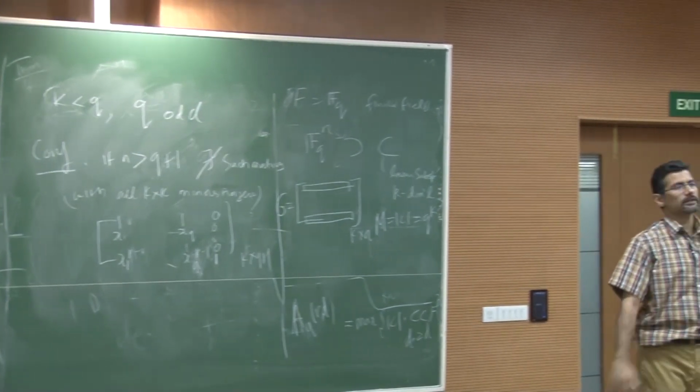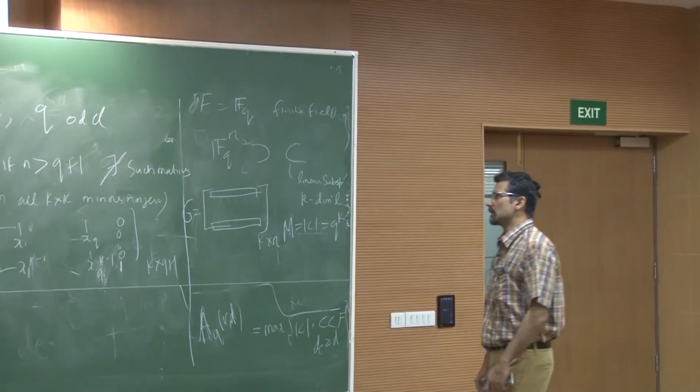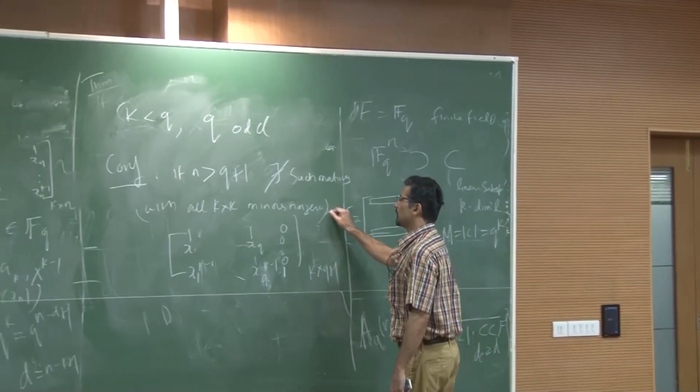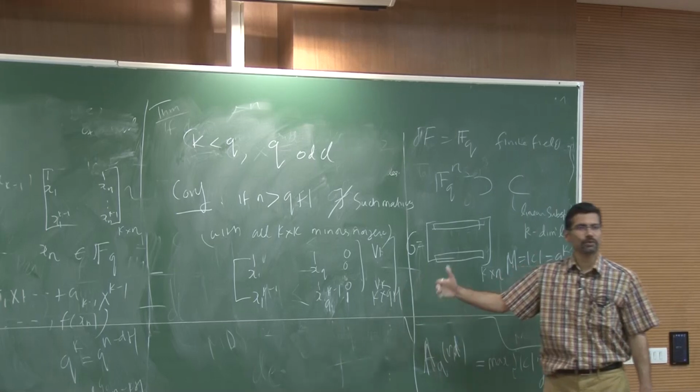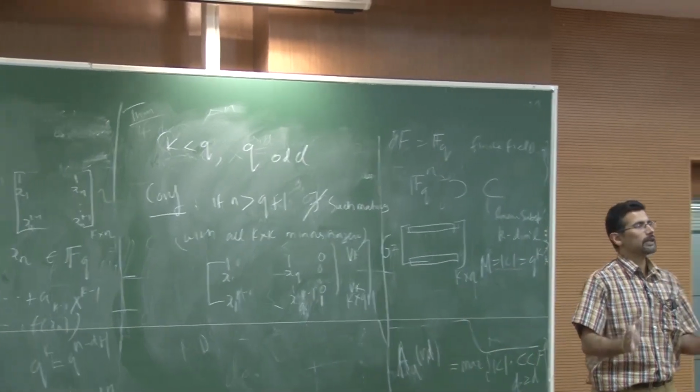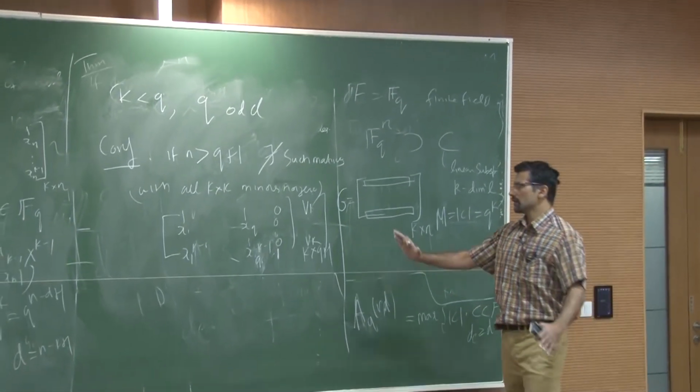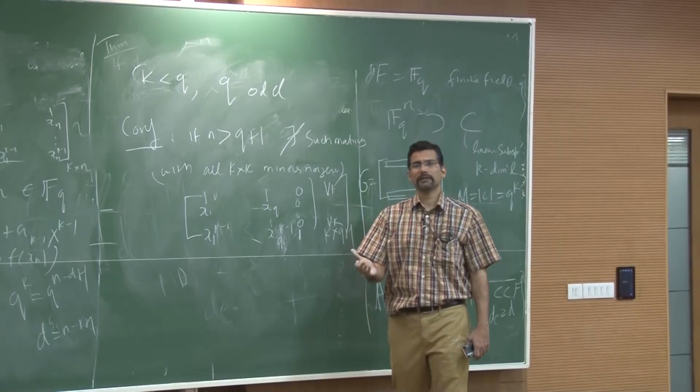So here is a basic question which people have not been able to answer. Can you put one more column here, a q plus 2th column, such that every k by k minor of this augmented matrix still remains non-zero?